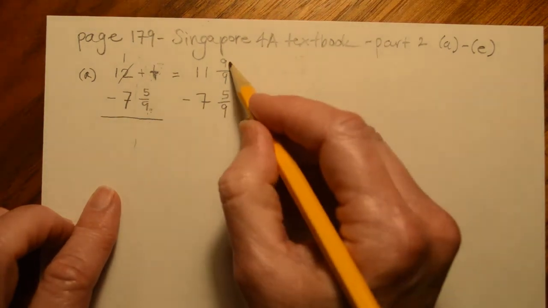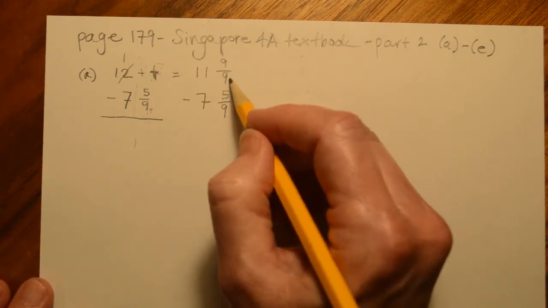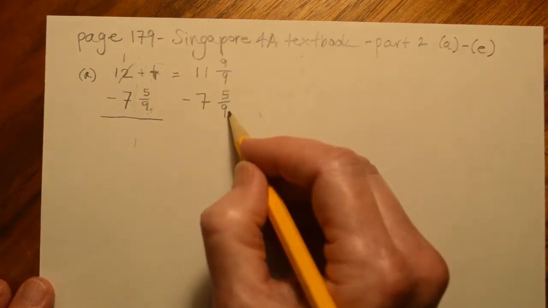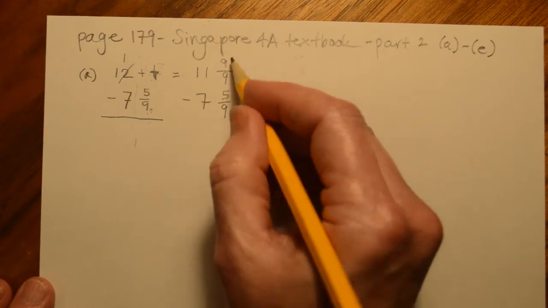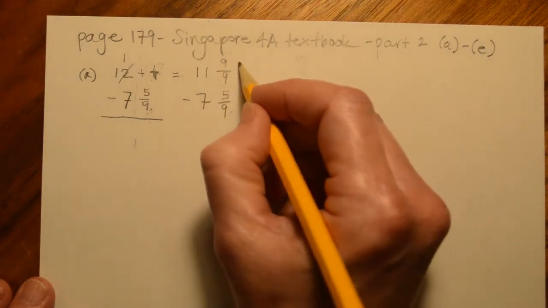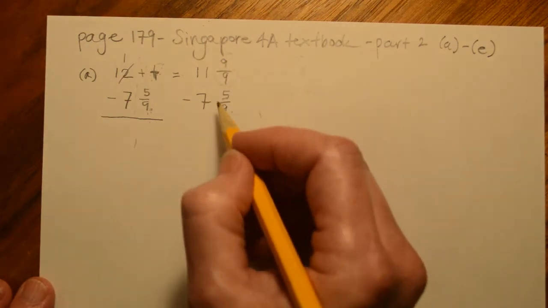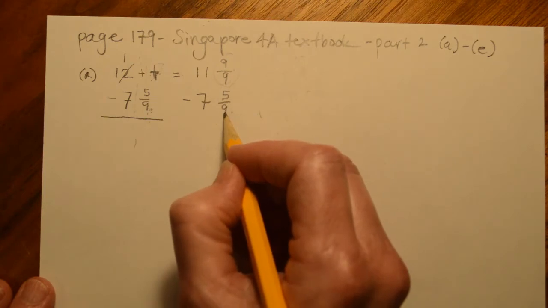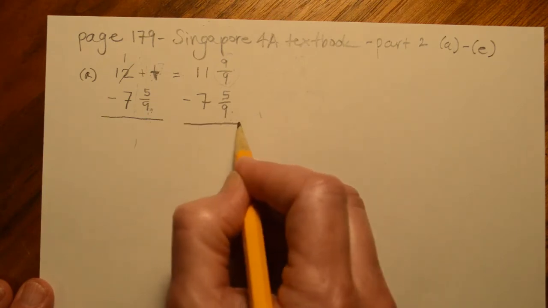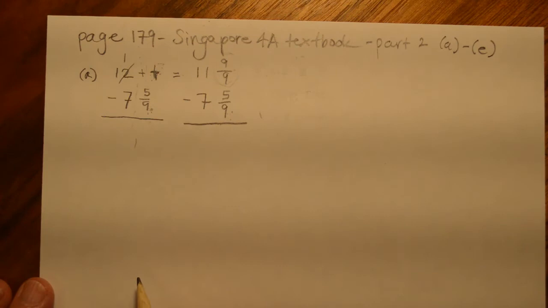Now, why did I choose to do 9 over 9 instead of 5 over 5 or 7 over 7? It's because I want to make sure that these two fractions have a common denominator. This has to be 1, so I could pick any denominator I want. So I'm going to pick the one that's like this one. All right, now I'm just going to subtract.